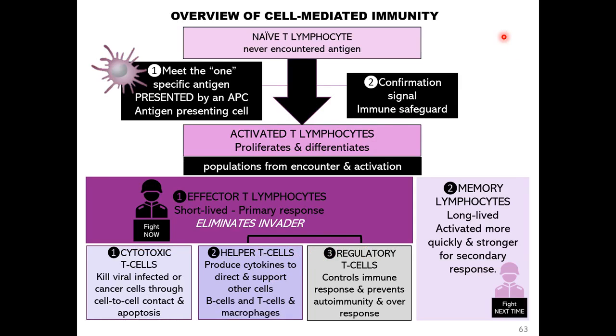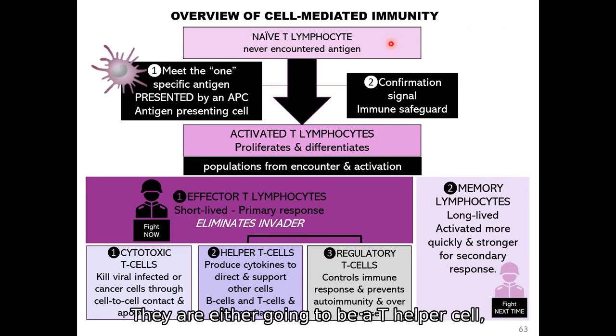All right, one more time. T cells, where are they made? Bone marrow first, and then they go to the thymus to mature. Absolutely. Then they leave the thymus. They are either going to be a T helper cell or a cytotoxic T cell, so they get their job, but they've never seen battle before, so they're naive.